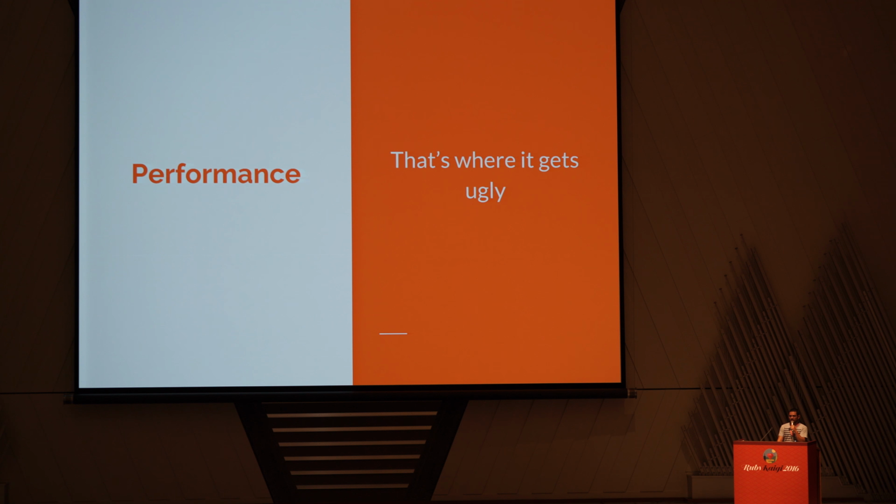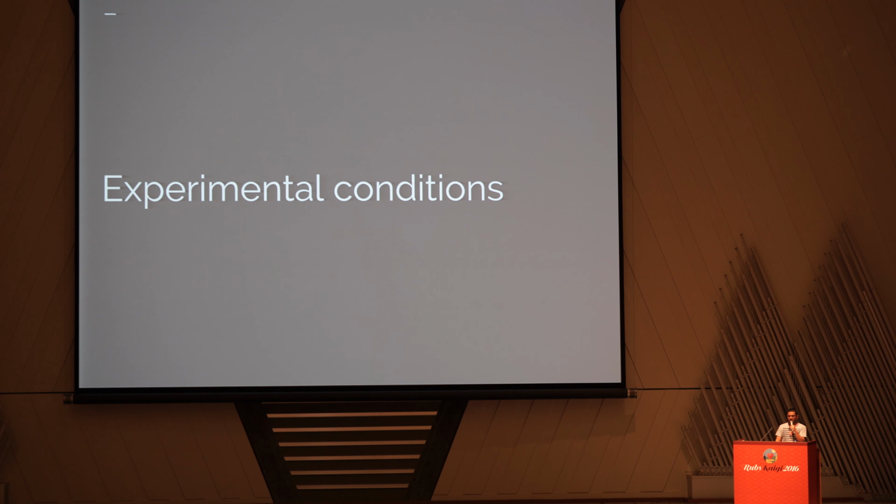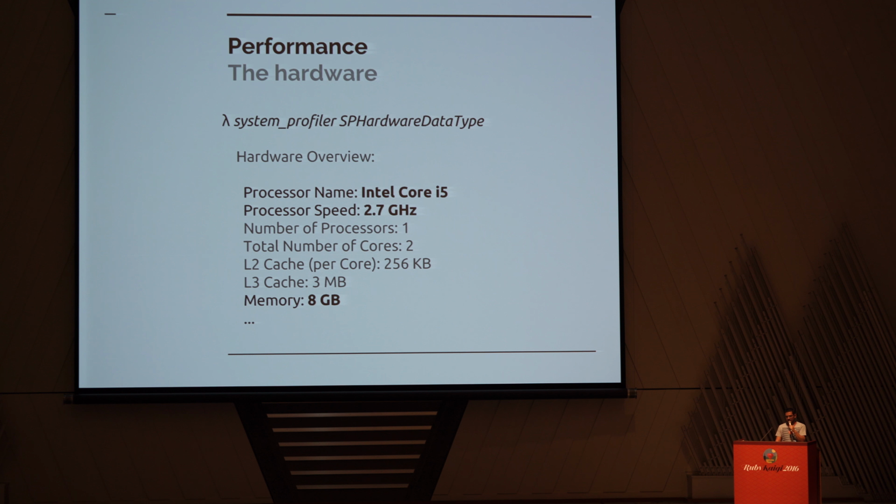So a side note about performance, and that's where it got ugly at some point when I was working on that. If you want to reproduce whatever work I've done, not only is there going to be a GitHub repo containing everything, but just so that you can reproduce and make some comparison, that's a program I've been using. It generates 100 strings with foobar and then an increment, and creates those files and removes those files from the file system. The hardware is a Core i5 2.7 gigahertz and 8 gigs of memory, if that matters.